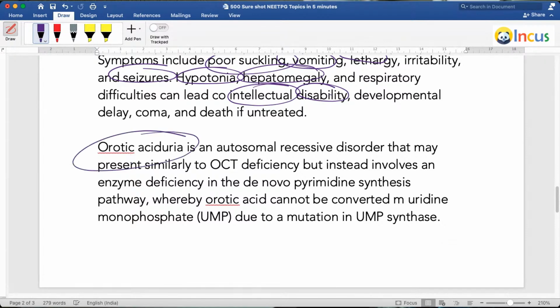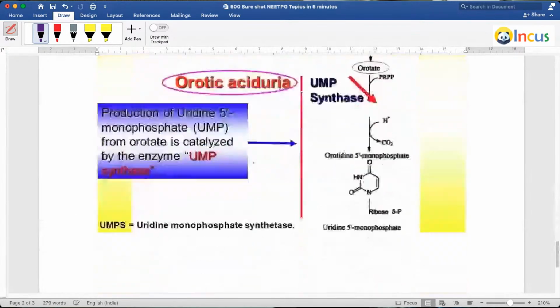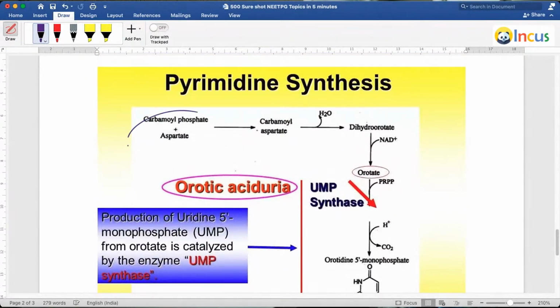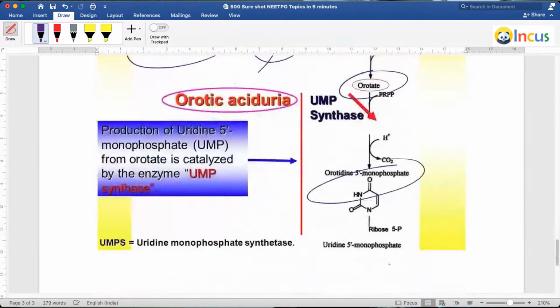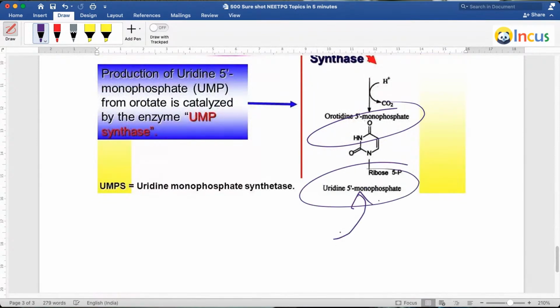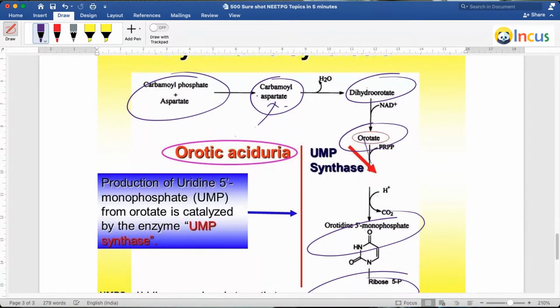Then comes orotic aciduria. So what is this, doctor? Basically, if you look at the pyrimidine synthesis, carbamyl phosphate plus aspartate gives rise to carbamyl aspartate. That becomes dihydroorotate, becomes orotate, becomes orotidine 5-monophosphate, ultimately becomes uridine 5-monophosphate. In this, there is one step called orotate to orotidine 5-monophosphate. Here, UMP synthase is involved. In few people, this is congenitally deficient. That's the reason they will also have excessive orotate leading to orotic aciduria.